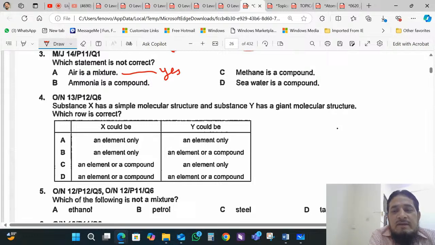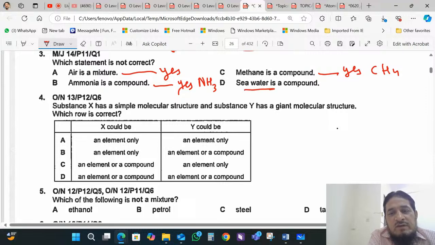Then he is saying methane is a compound. Yes, methane is a compound, and its formula is CH4. Then he is saying ammonia is a compound. Yes, this is a compound and its formula is NH3. Then there is seawater is a compound. No, seawater is a mixture.